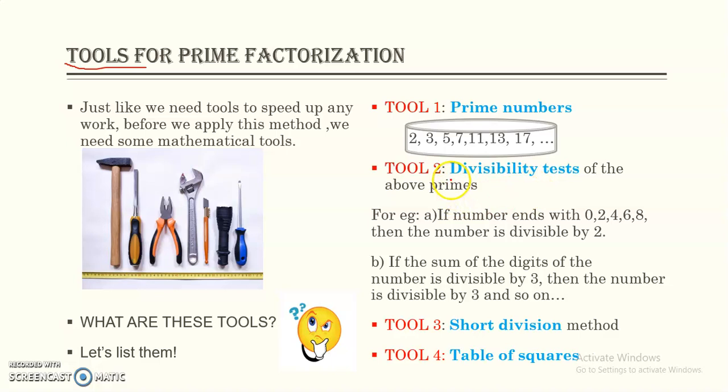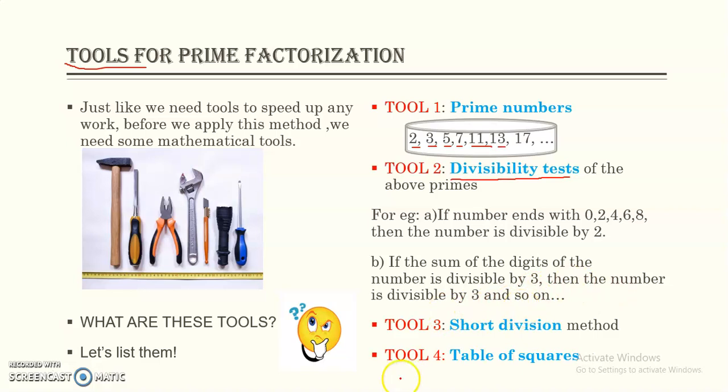The next tool is the divisibility test. Do we have to study all these tests? No, not at all. A few of them would be sufficient. For example, the divisibility test for 2, 3, 5, 7, 11, 13 is maybe more than sufficient. Let us see some of the divisibility tests here. For example, if a number ends with 0, 2, 4, 6 or 8, then the number is divisible by 2. If the sum of the digits of the number is divisible by 3, then the number is divisible by 3, and so on.